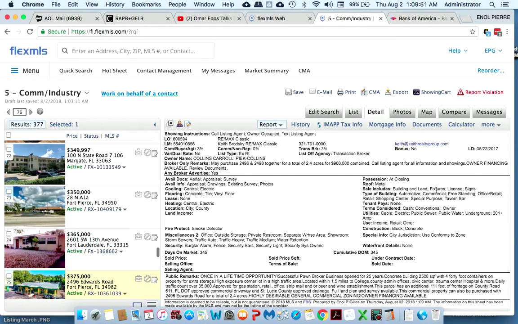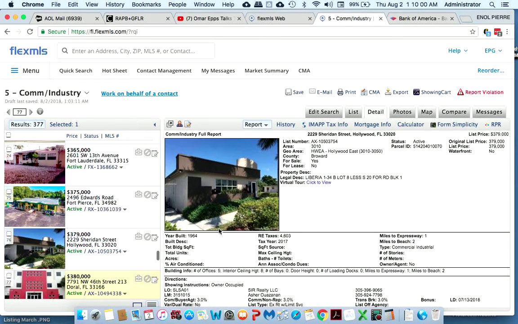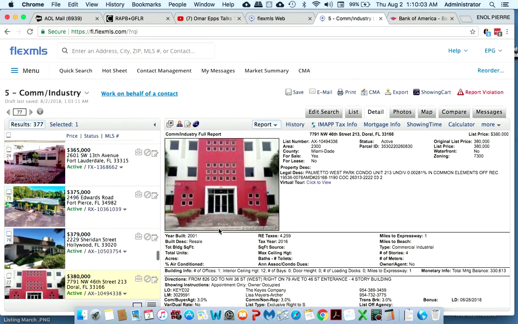And also pay attention to this. We only want to buy the building and the land. We don't want to buy the fixtures, license, and all that. We ain't trying to buy all that. So when they try to get you to buy the business.